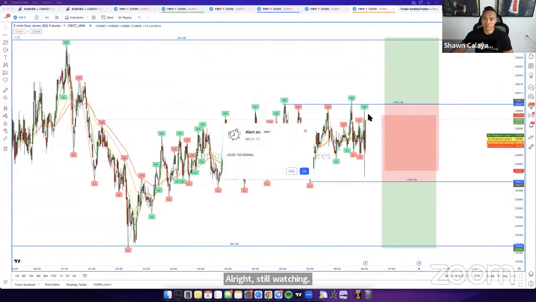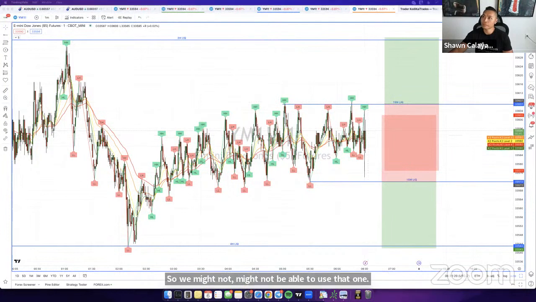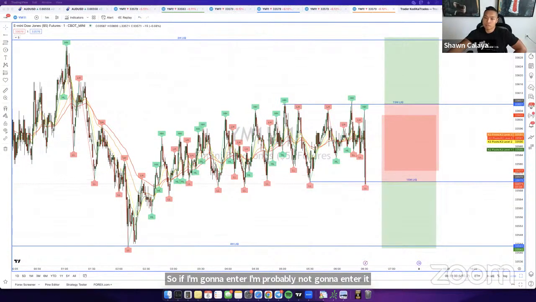This top level's already been hit, so we might not be able to use that one. We have to wait for the next level. But look how price is currently moving right now. It's just going back and forth. Hasn't really pushed in any direction. So if I'm going to enter, I'm probably going to enter late. I'm probably not going to enter right away as soon as it touches. I might look for it to retest and then hop in for just 100 pips.